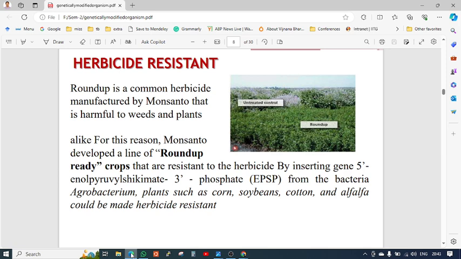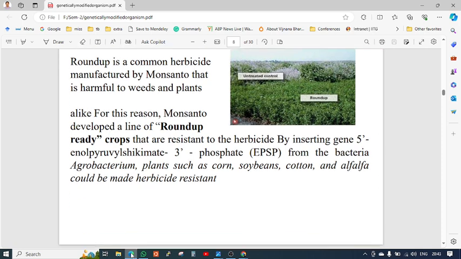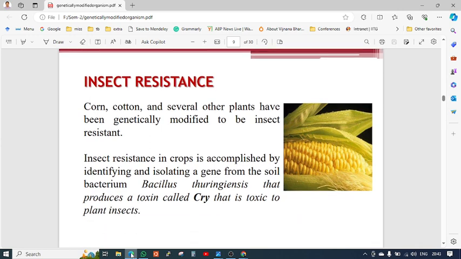So in place of spraying the herbicide, we make some changes in the gene. Monsanto developed a line of Roundup Ready crops that resist the herbicide by inserting the gene for 5-enolpyruvylshikimate-3-phosphate synthase, called EPSP. This particular gene can be inserted in particular types of plants so that they can resist the herbicide. Insect resistance: corn, cotton, and several other plants have been genetically modified for insect resistance.